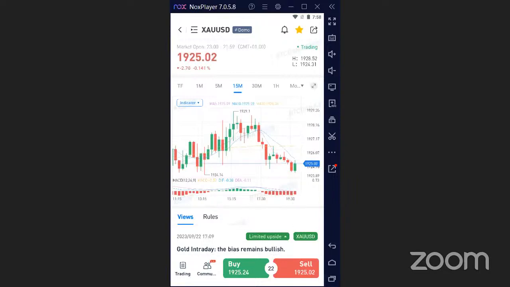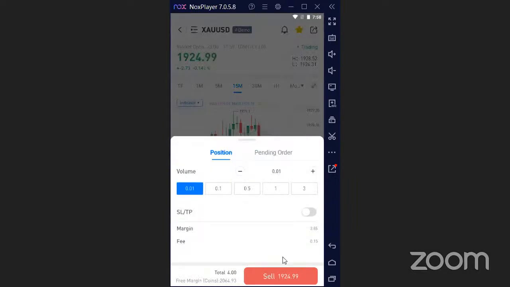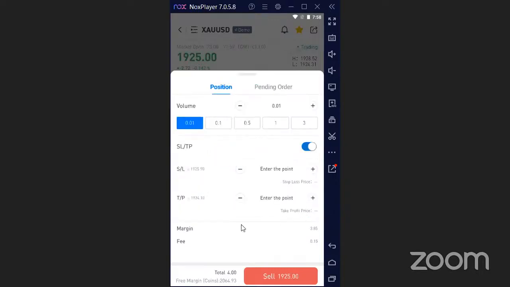The next thing you want to do is a sell trade. So you want to click on sell. You see, it brought out this box where we have position and pending order. You leave it on position because you are not setting a pending order. And what you want to do is set your stop loss and your take profit. That is the next thing you want to do.